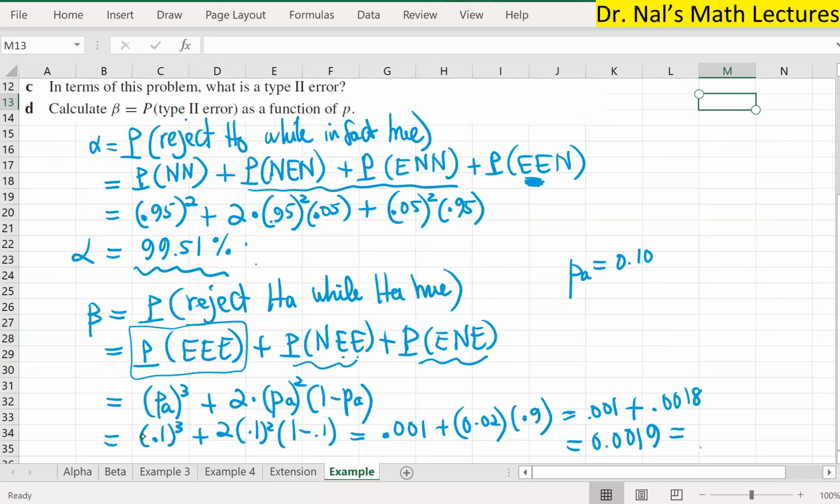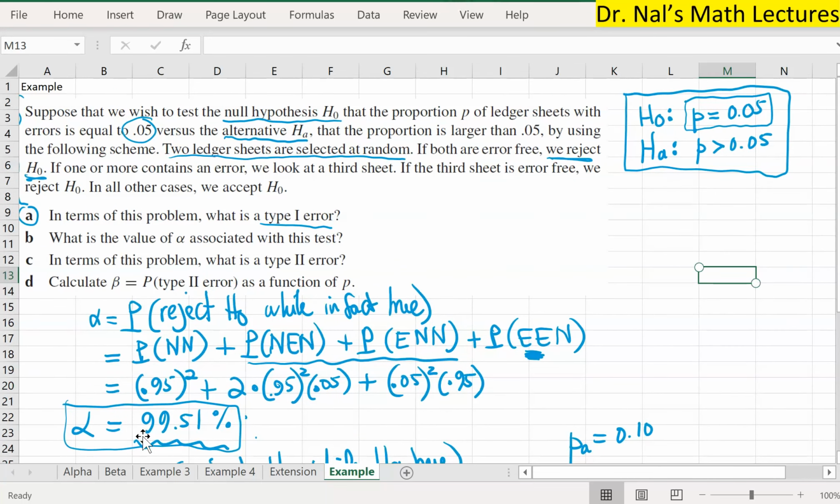But obviously there's a huge gap between them. And besides, alpha is so big. Remember, most of the time our main concern is alpha. We don't want to commit a type 1 error. And look at the alpha here. 99% chance we'll commit a type 1 error, meaning we will reject the null hypothesis in favor of the alternative hypothesis, while in fact the null hypothesis is true. This is definitely not acceptable.